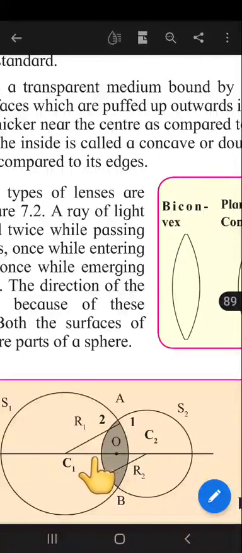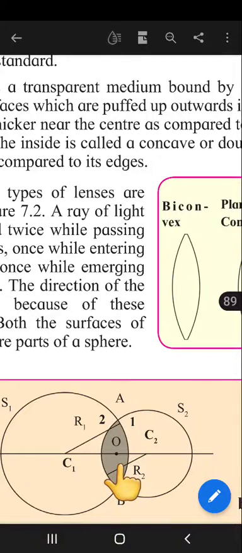Next, we will define the principal axis. The imaginary line passing through both of the centers of curvature is called the principal axis of the lens.